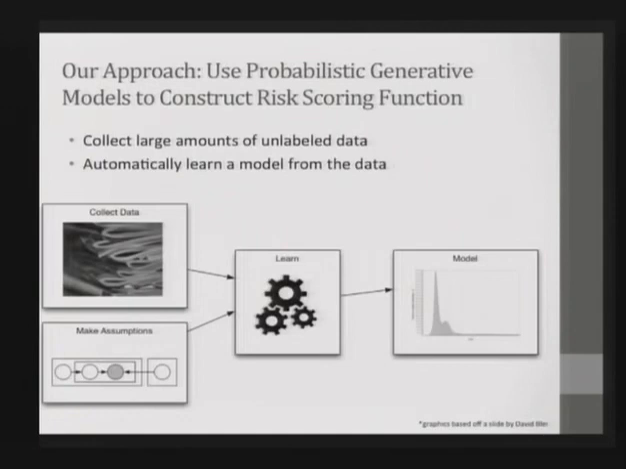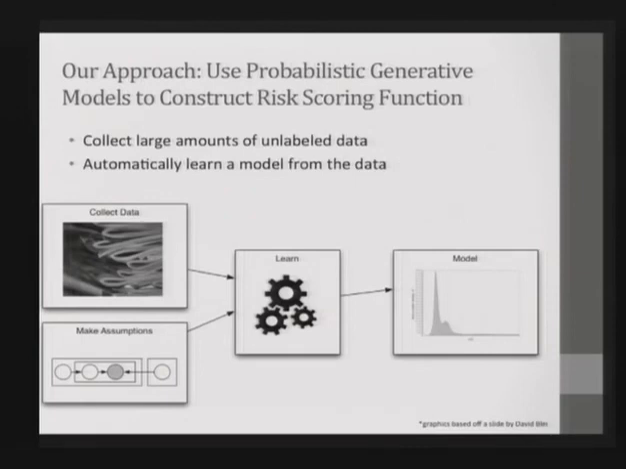So our approach here is we're going to use these probabilistic generative models to construct this risk scoring function. We're going to collect a lot of apps, these unlabeled apps, remember I talked about labeled versus unlabeled data. So we just collect a lot of unlabeled data, and we make some assumptions about how we expect this data to behave. And then we pipe this through our algorithm, and we get some model parameters for this data that we collected.